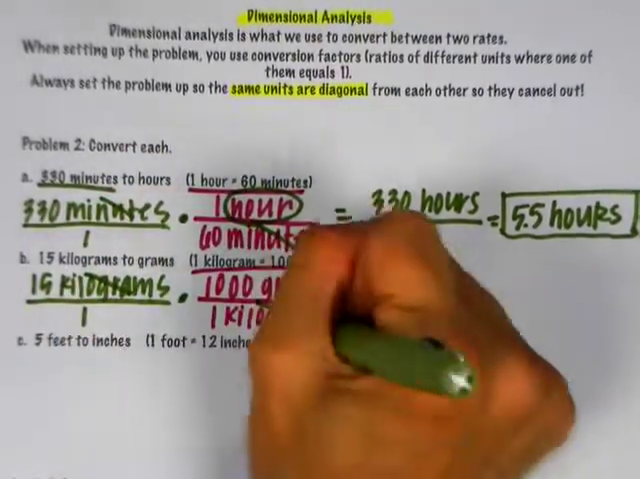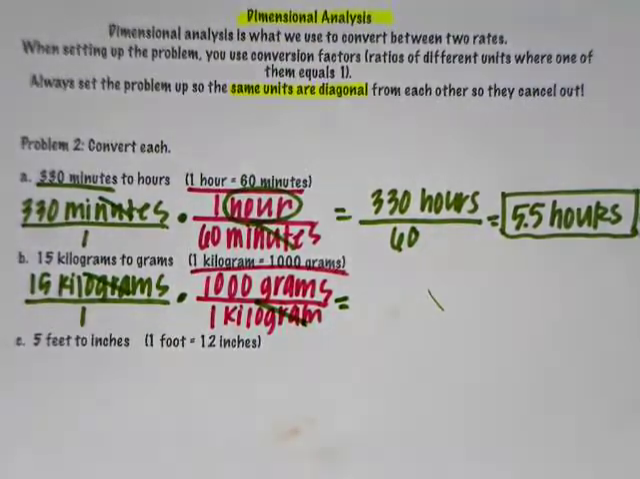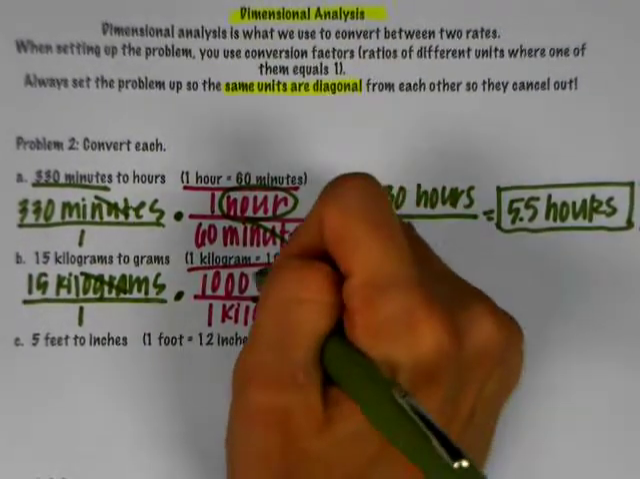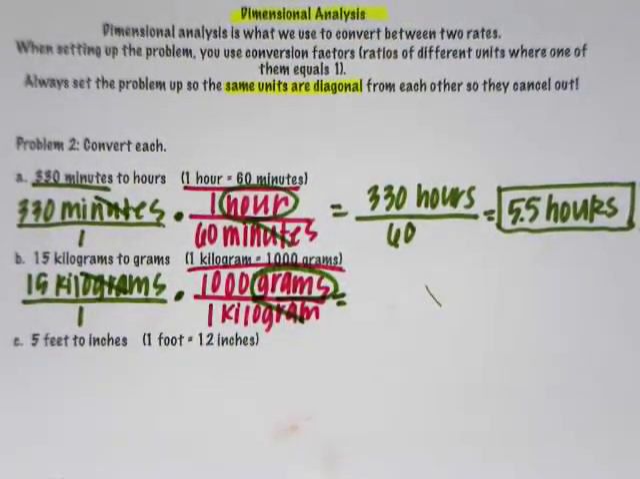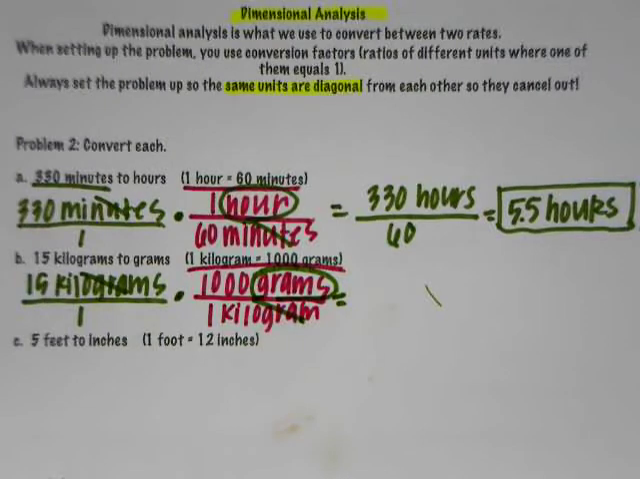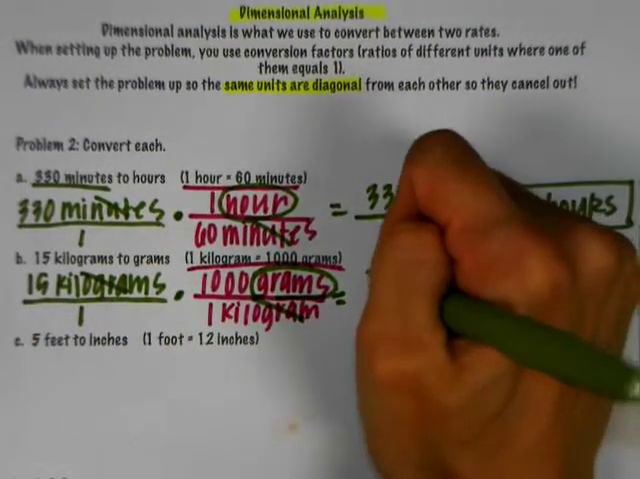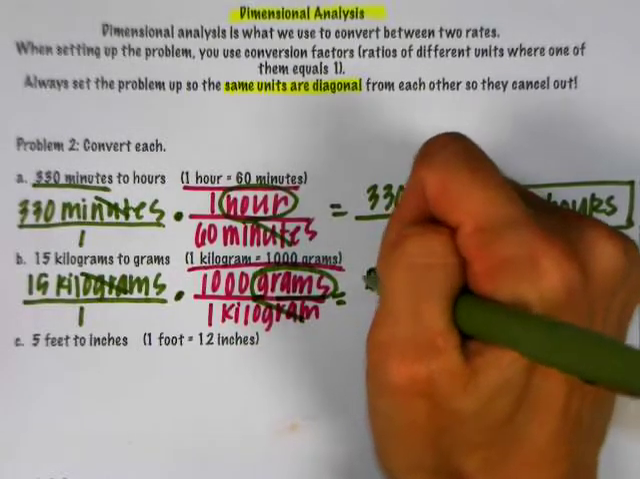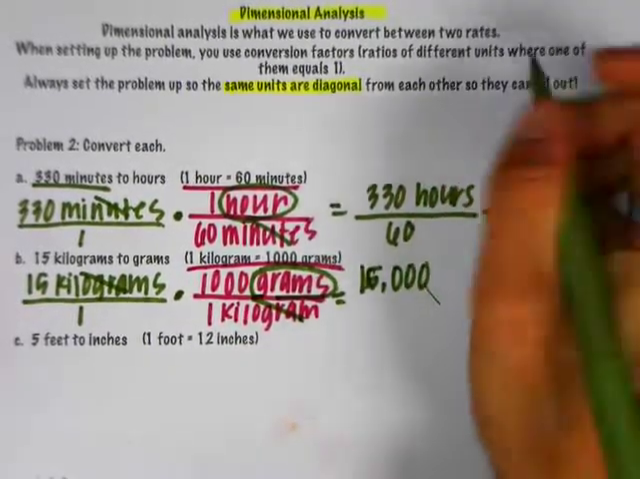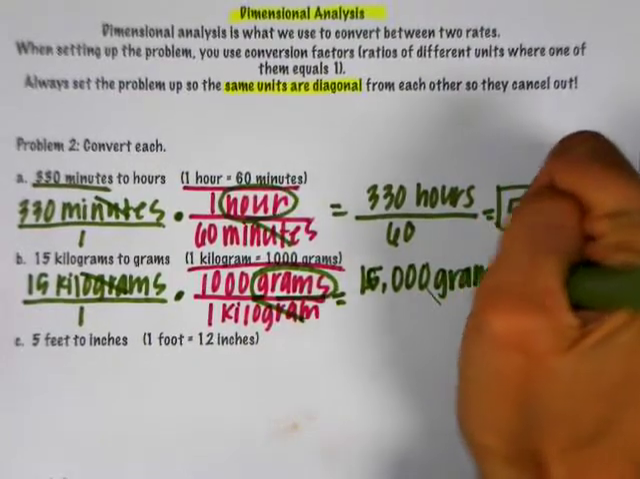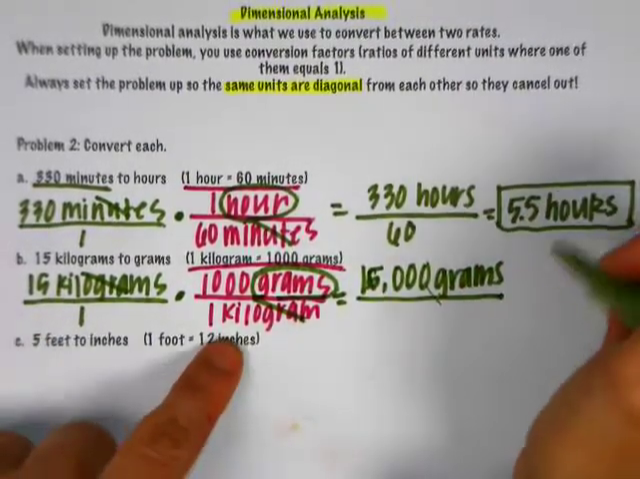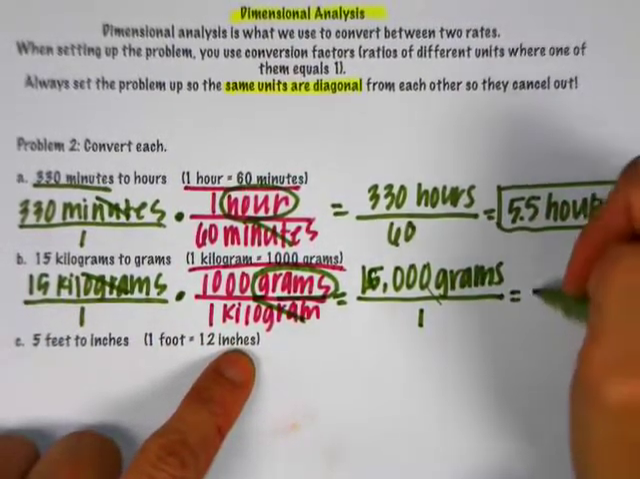Make sure your diagonal units cancel out the right way. Make sure your leftover unit is the unit that you were trying to get in the first place. And then just multiply straight across. So 15 times 1,000 is 15,000 grams. On the bottom, 1 times 1 is just 1. So our answer is 15,000 grams.